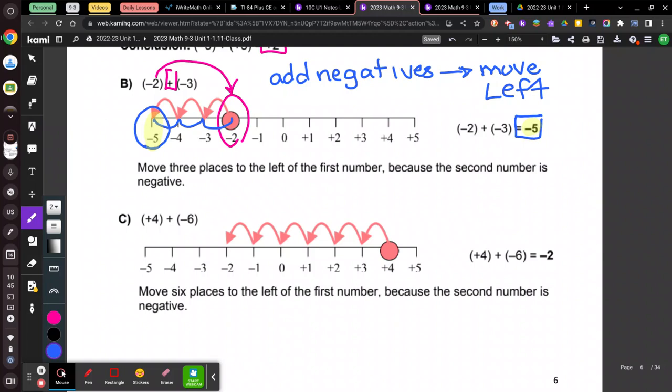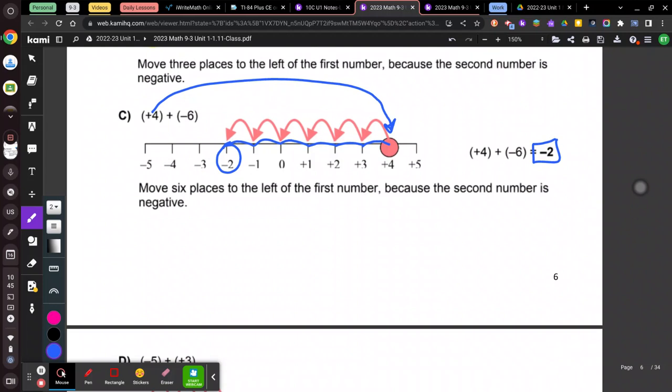So letter C is the same way. We're going to add a negative. So if we're adding a negative, we're moving left down the line. So I locate my first number. There he is. And now I'm adding, but it's negative. So I got to go left. So now I'm going to add 6. 1, 2, 3, 4, 5, and 6. I end up at -2. And that's what they're showing us. Okay. So adding with number lines really helps if they're single digits. When you move into double digits and triple digits, that's when our calculators become handy.